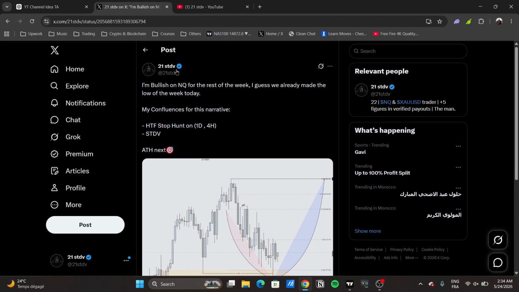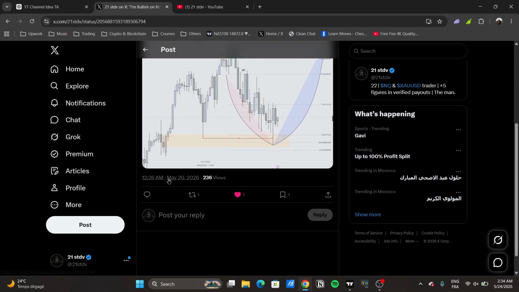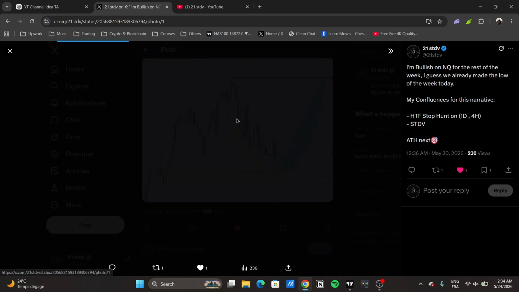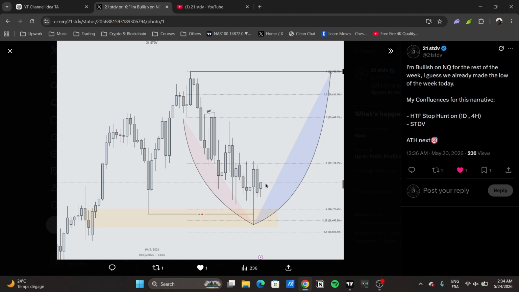So basically this is my X profile, and as you can see here, the date was May 20 at 12:36 a.m. GMT time. So basically it was Tuesday night. On Tuesday night, as you see here, NQ was very low, close to the low of the week. And you can see what I mentioned: I said I'm bullish on NQ for the rest of the week. I guess we already made the low of the week today. My confluences for this narrative are a higher time frame stop hunt on the daily and the 4-hour and a standard deviations level. And I marked that I want all-time high next.